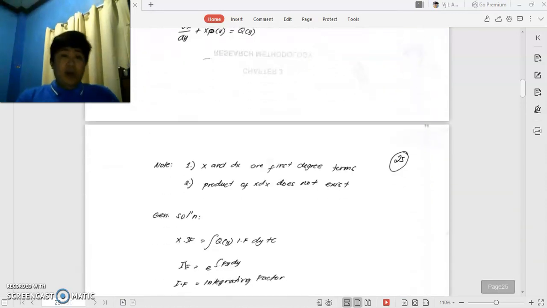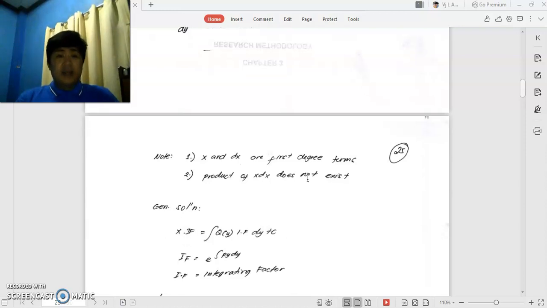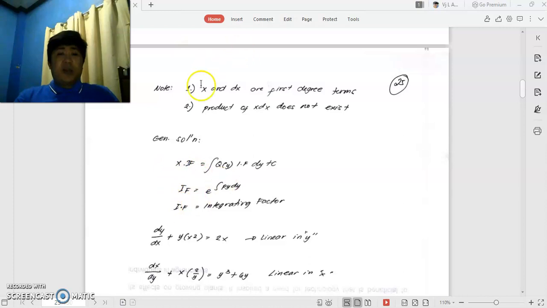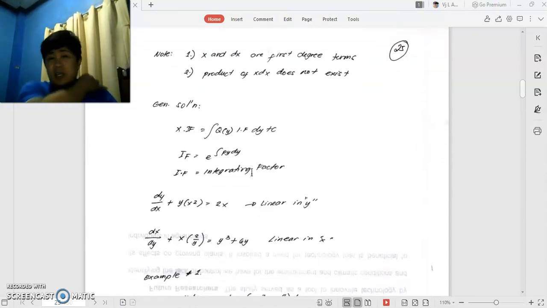The same rule applies. x and dx are first degree terms, and the product of x and dx does not exist. So we also need to get your P of y and Q of y, so that we could substitute them later in your general solution. If you are using linear in x, you will use x here in the general solution multiplied by your integrating factor, which is equivalent to the integral of your Q of y times the integrating factor dy plus c, where your integrating factor is again the exponential raised to the power of integral P of y dy.